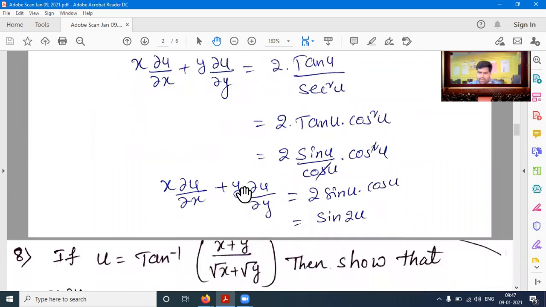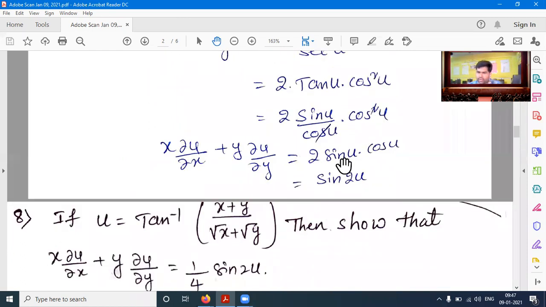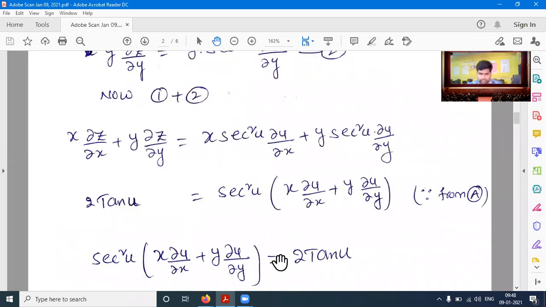So that is equal to, already we know tan u is equal to sin u by cos u, into cos square u. So one cos and one cos will get cancelled. That is equal to 2 into sin u cos u. x into dou u by dou x plus y into dou u by dou y is equal to 2 sin u cos u, which is nothing but sin 2u. So x into dou u by dou x plus y into dou u by dou y is equal to sin 2u.